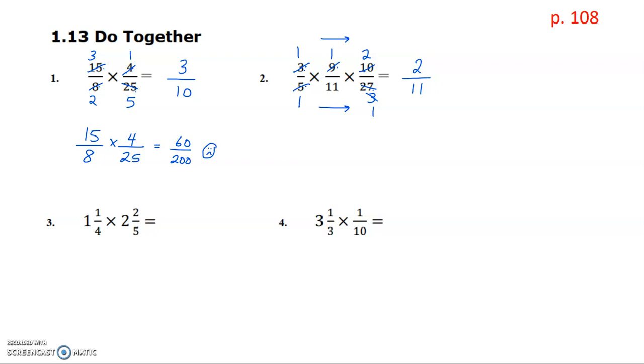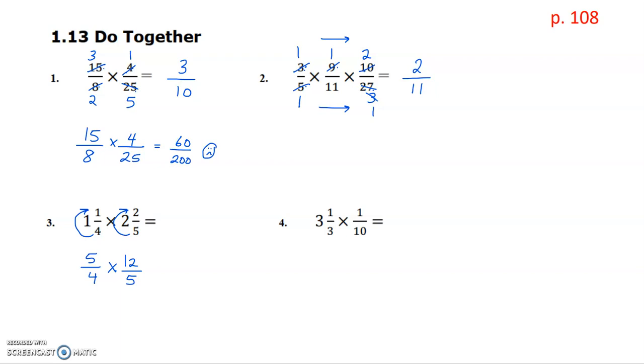For number 3, we have mixed numbers that need to change to improper fractions before we deal with them. So let's change them first. So 1 1/4 becomes 5/4 times 2 2/5 becomes 12/5.